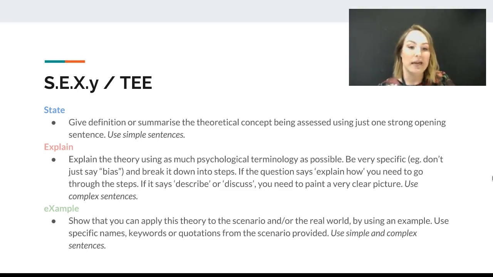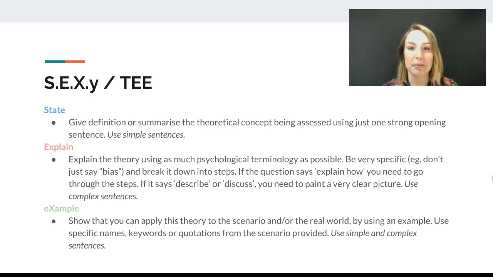So if the question says explain how, you need to go through the steps one by one to really show your marker that you understand that content. Okay, you need to paint a very clear picture here. Feel free to use complex sentences as well. For the last one, for the X, so we're looking at an example.